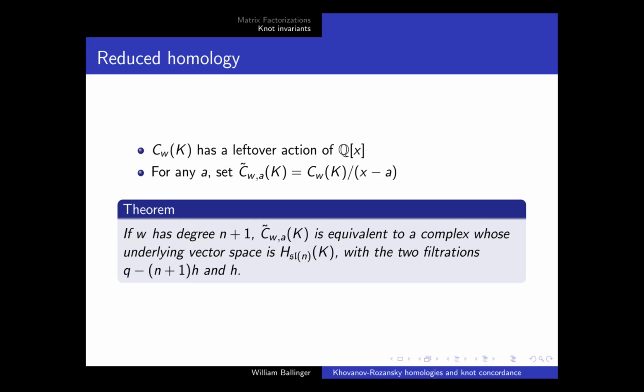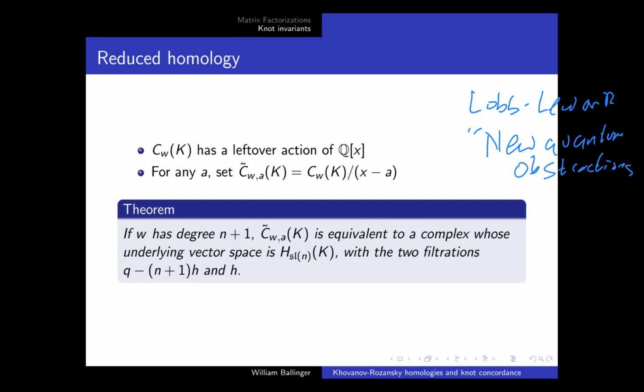So for instance, I think a reduced version of homology quite a lot like this was considered in Lewark and Lobb, I think it's called New Quantum Obstructions to Sliceness. And there they consider a similar story, but assume that this A is a root of the derivative of W. And that can always be achieved by adding, say, an extra linear term to W to make that true.